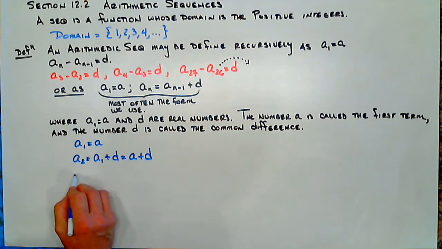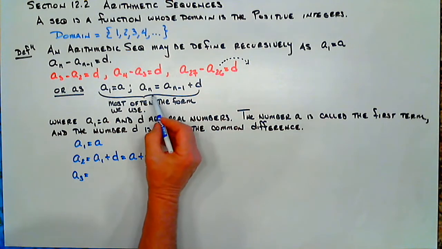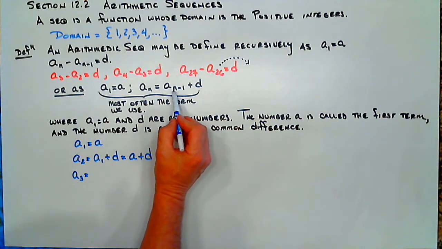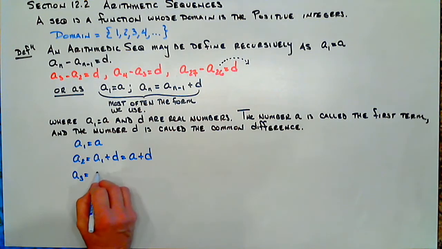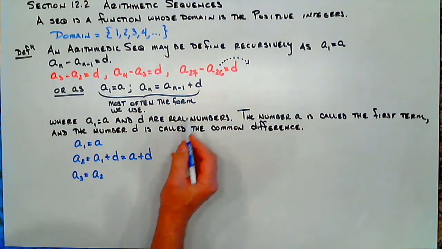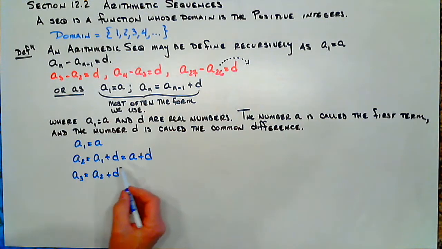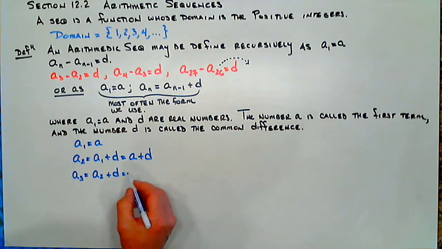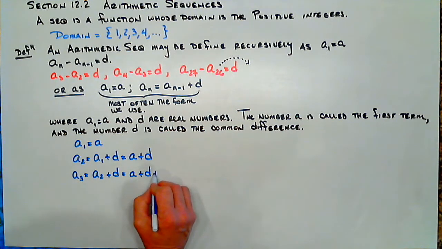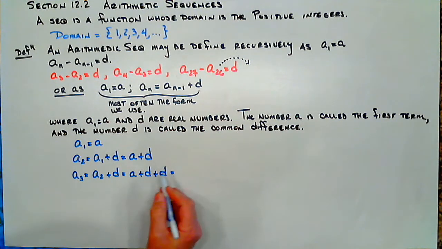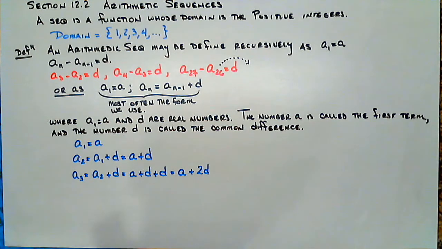Now, what about our third term? Maybe we can see a pattern here, right? Our third term, now this is a 3. This is going to be 3 minus 1. That's going to be 2. So that's going to be my second term plus D. But I know what my second term is. My second term is A plus D. Now I have another D. And what do we get? We get A plus 2 Ds.